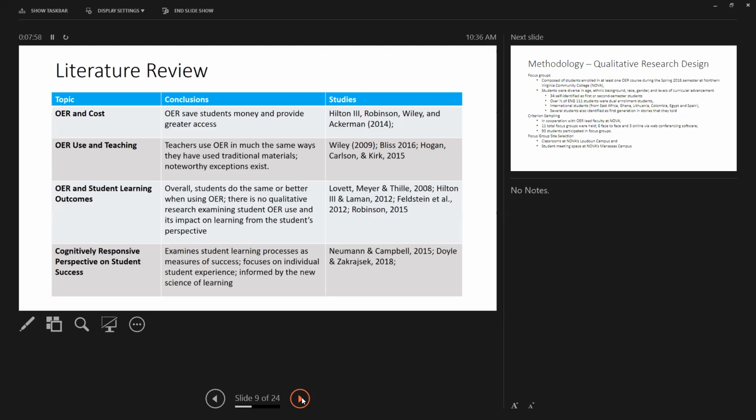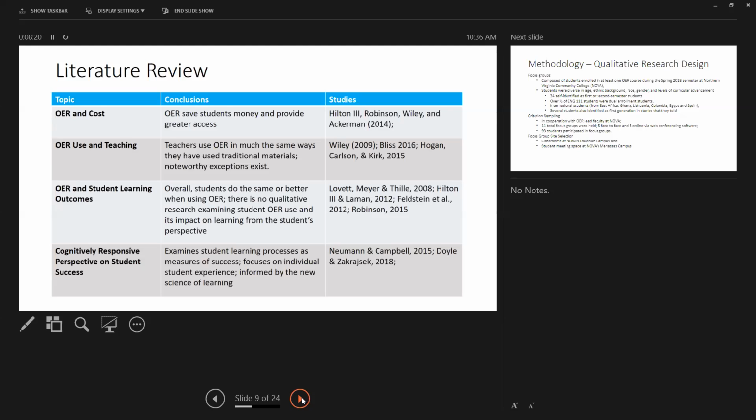And with student learning outcomes in OER, it has been established that students usually do the same or better when using OER. There, again, are one or two exceptions to that in the research, but usually there's no significant difference between students using OER and using traditional textbook publisher materials.